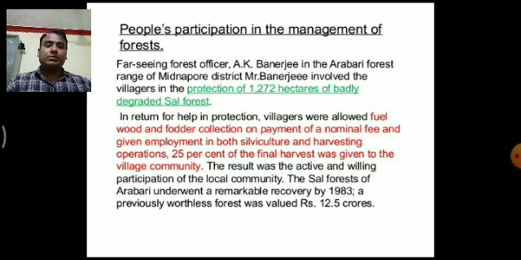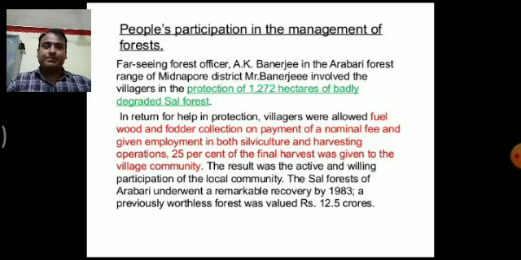In return for help in protection, villagers were allowed fuel wood and fodder collection on payment of nominal fees, and given employment in both silviculture and harvesting operations. 25% of the final harvest was given to the village community. The result was the active and willing participation of the local community to protect the forest, sal forest especially.